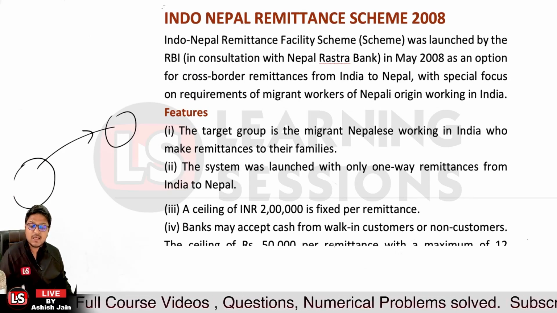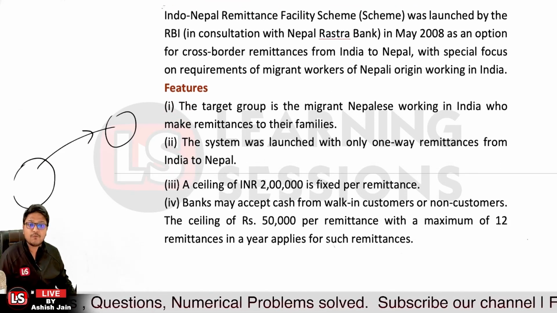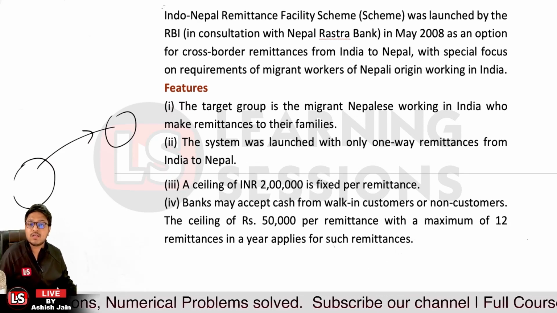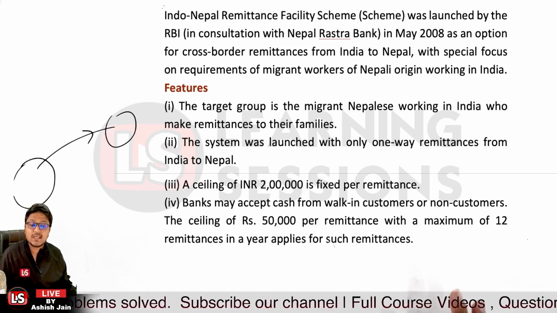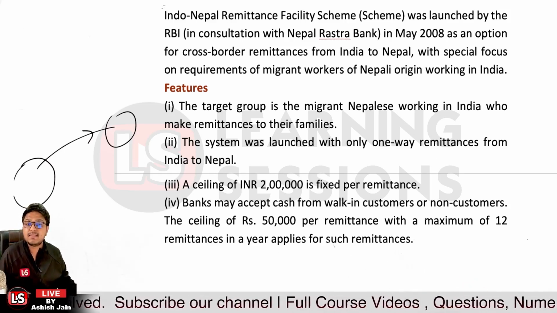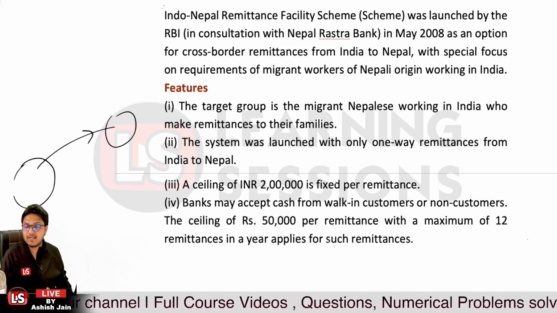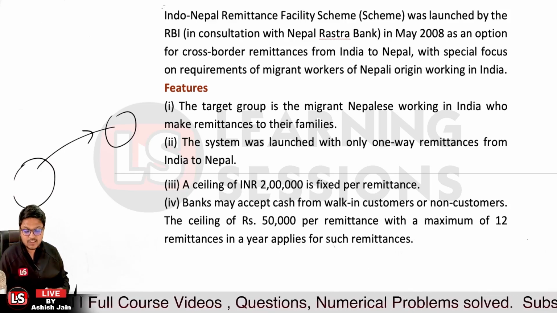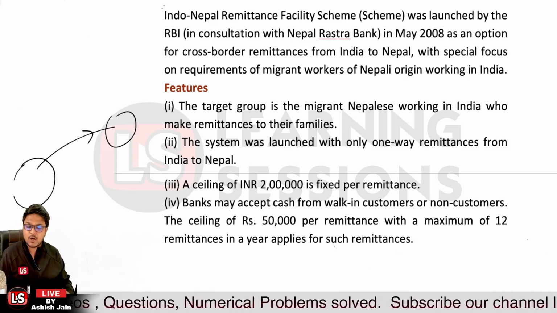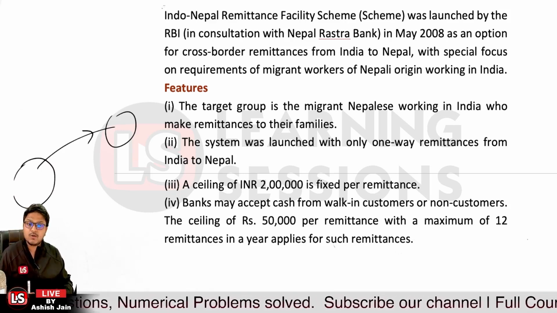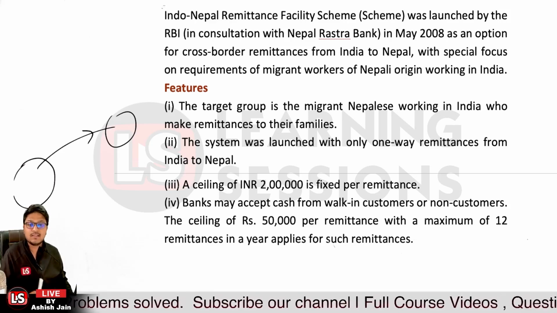So per remittance, the amount can be remitted up to rupees 2 lakh only, and banks may accept cash from walk-in customers or non-customers. The ceiling for receiving cash is rupees 50,000 per remittance, with a maximum of 12 remittances in a year, when you are making a cash remittance as a non-customer. It is not required for Nepalese migrant workers in India to maintain an account with the bank. They could be non-account holders, and they can still make remittances to Nepal under this scheme.